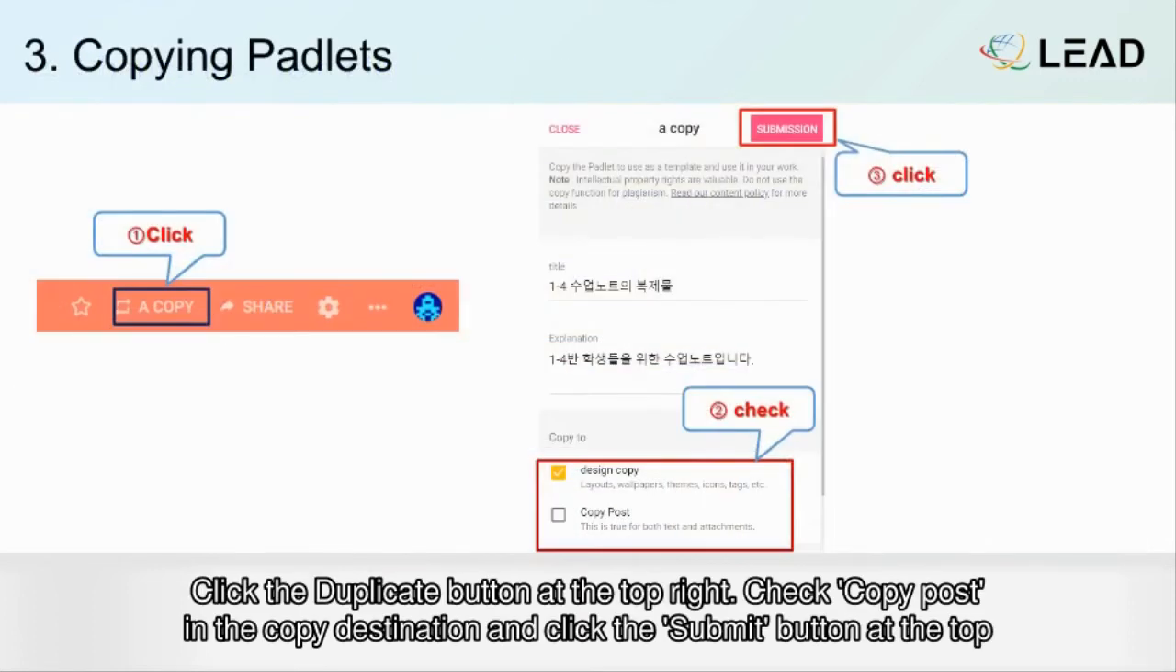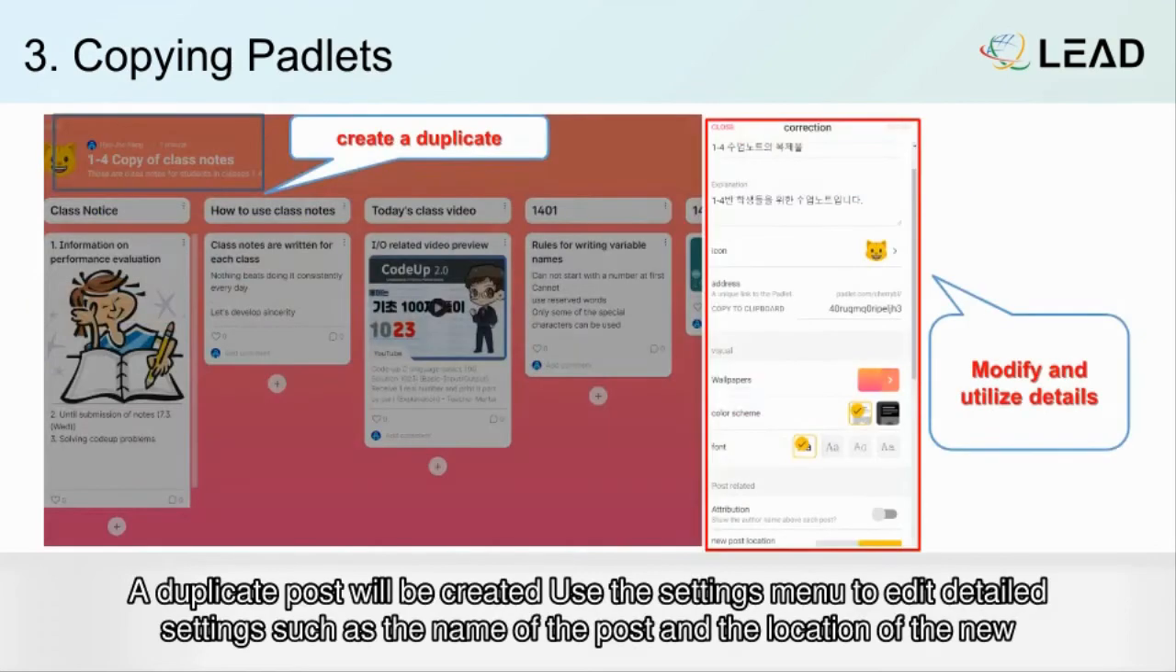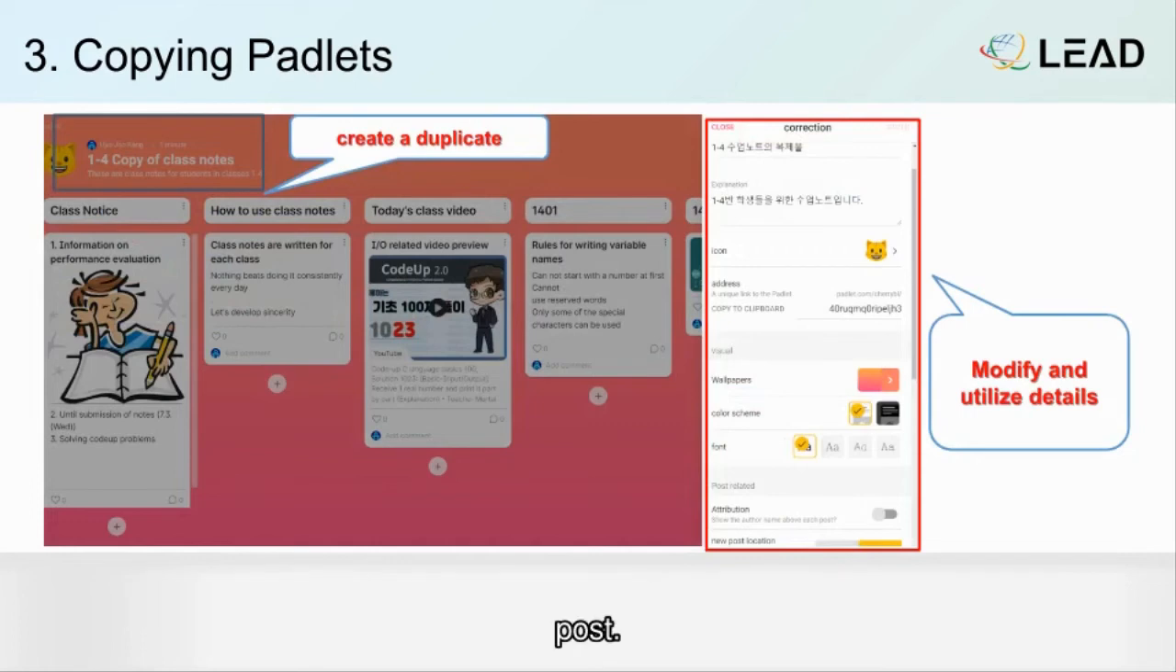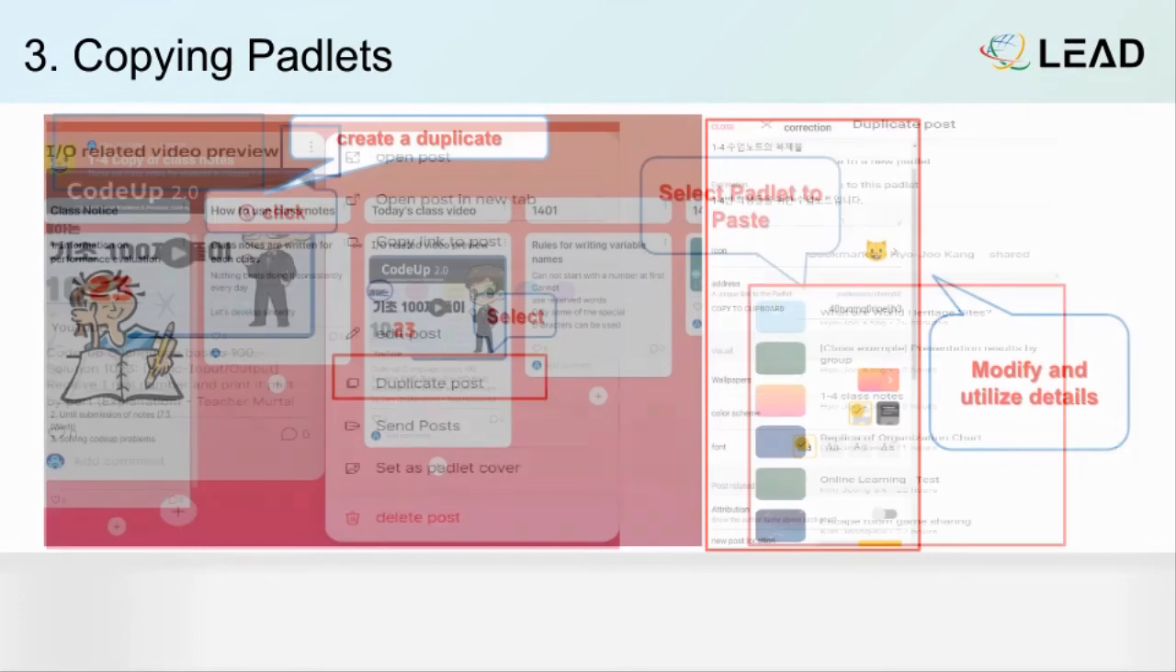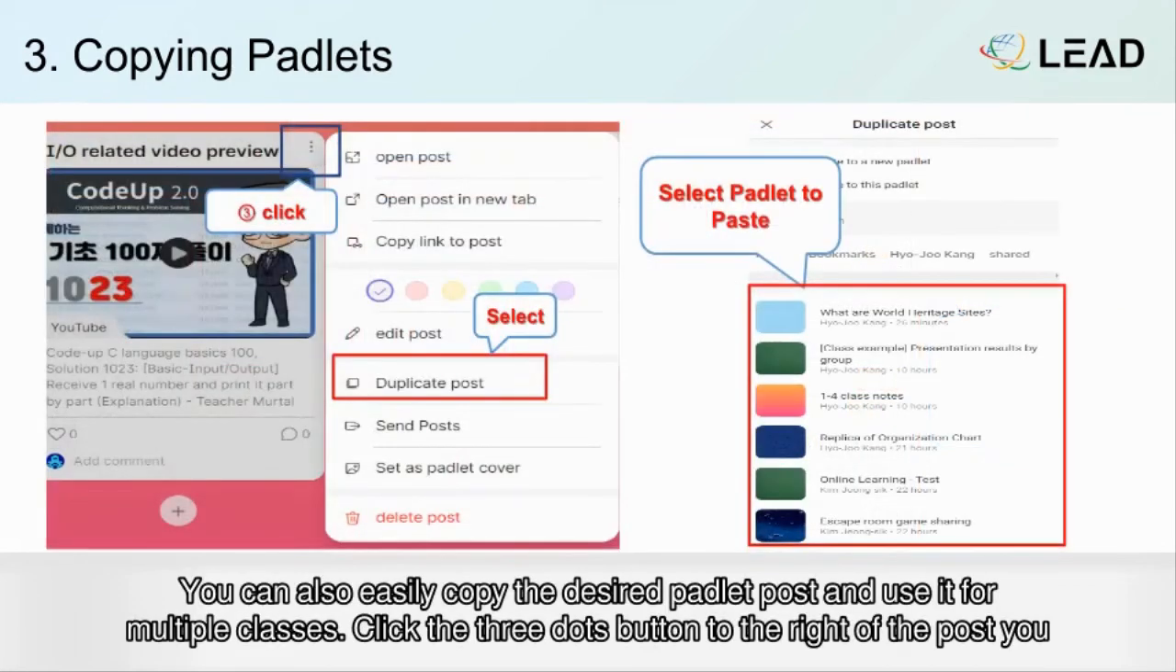Click the duplicate button at the top right. Check Copy Post in the Copy destination and click the Submit button at the top. A duplicate post will be created. Use the Settings menu to edit detailed settings such as the name of the post and the location of the new post.